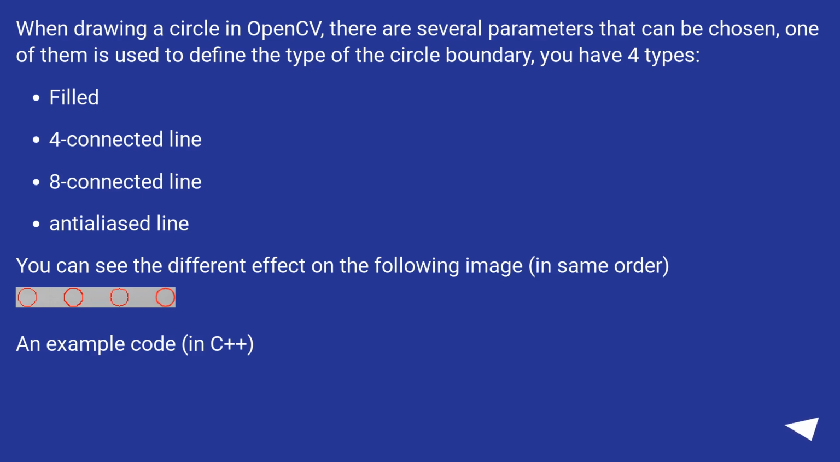When drawing a circle in OpenCV, there are several parameters that can be chosen. One of them is used to define the type of the circle boundary. You have 4 types: filled, 4-connected line, 8-connected line, anti-aliased line. You can see the different effect on the following image, in the same order.